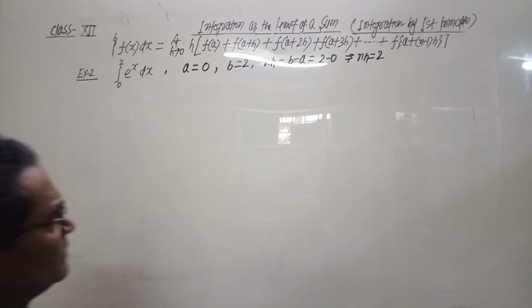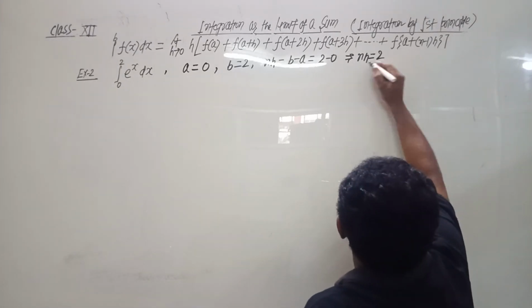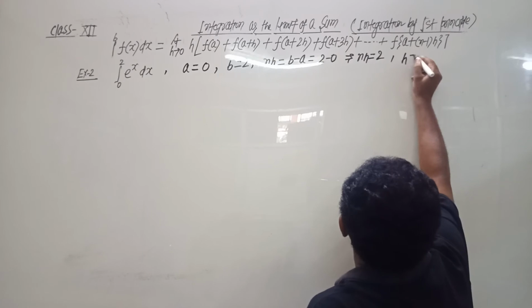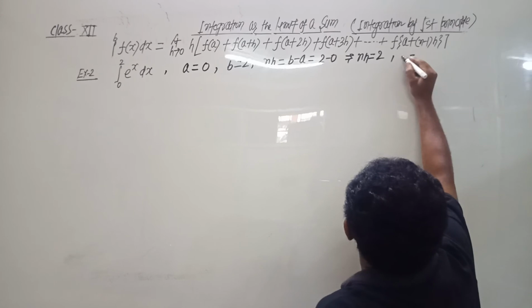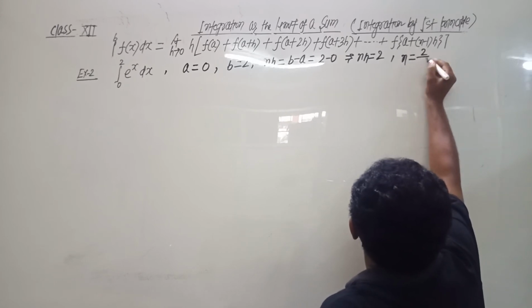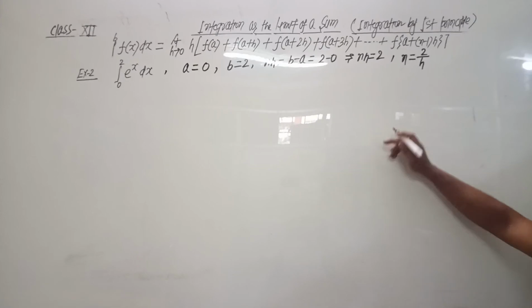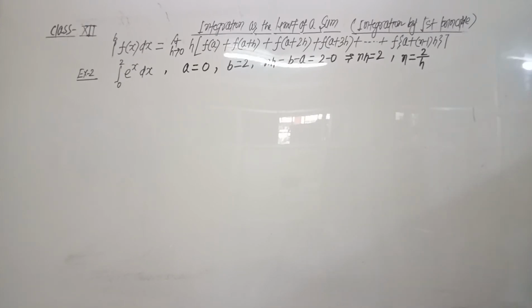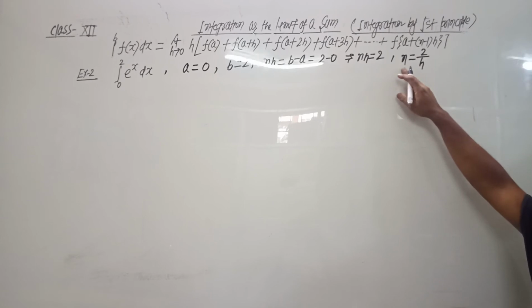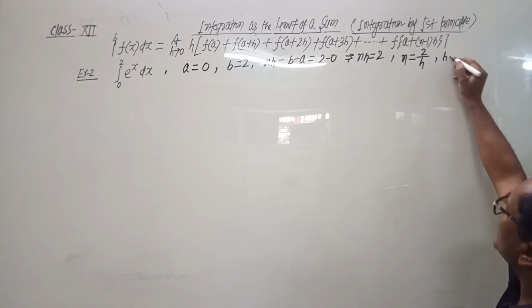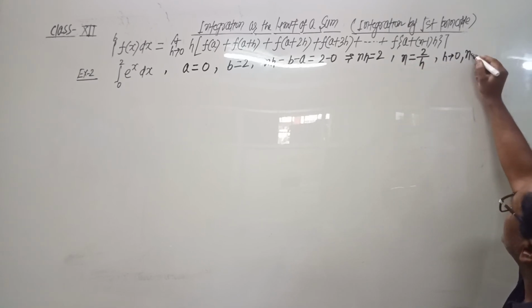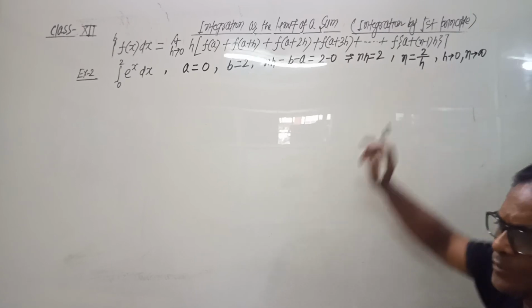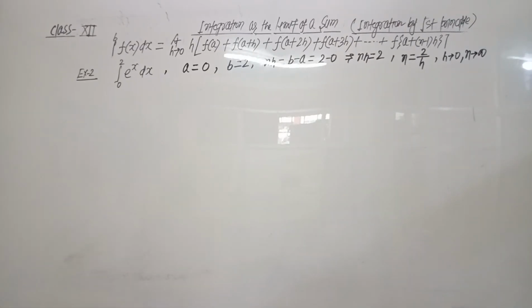And also we can find the value of n from here. So the value of n is 2 by h. So when h tends to 0, then 2 by 0 becomes infinity. It means as h tends to 0, n tends to infinity.